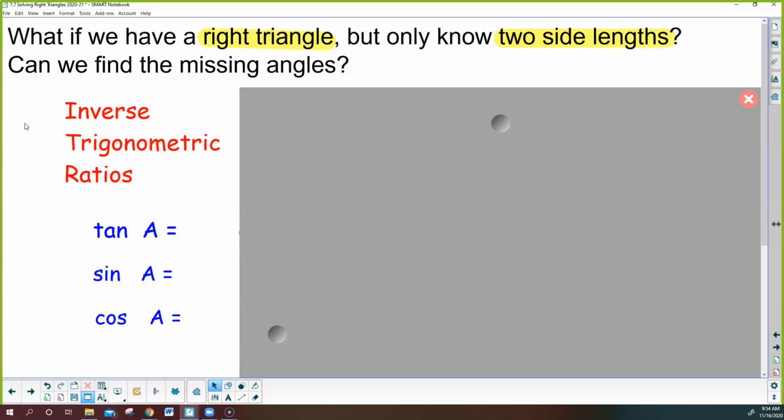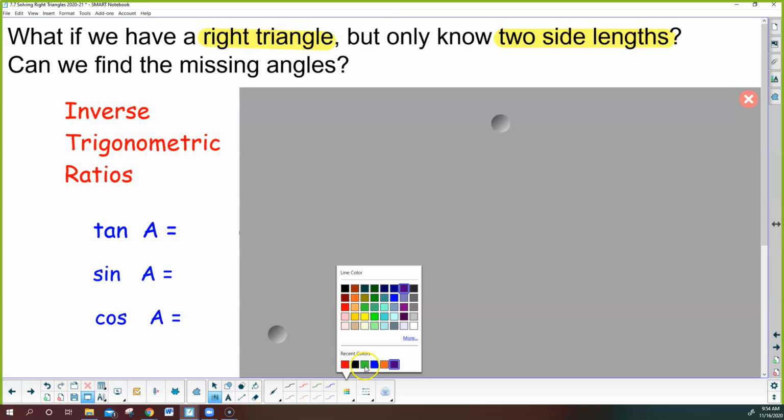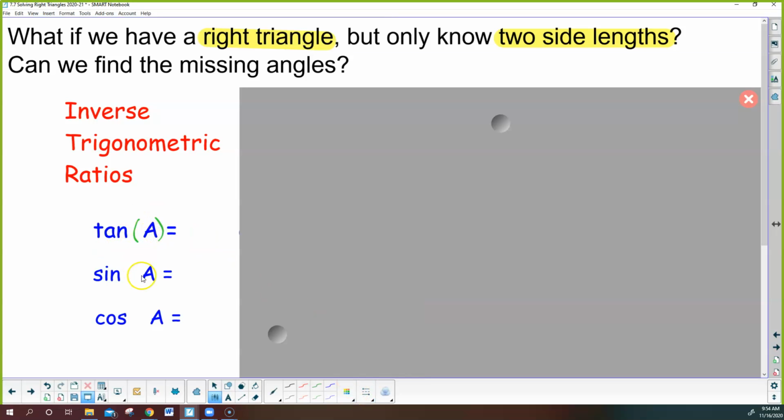Squaring, the inverse of squaring is square rooting. Well, functions have inverses, and sine, cosine, and tangent are functions. Right? It's a behavior that we can model. So our question then is, if I take the tangent of angle A, or the sine of angle A, or the cosine of angle A, that's applying a special math relationship to angle A that gave us the ratio.